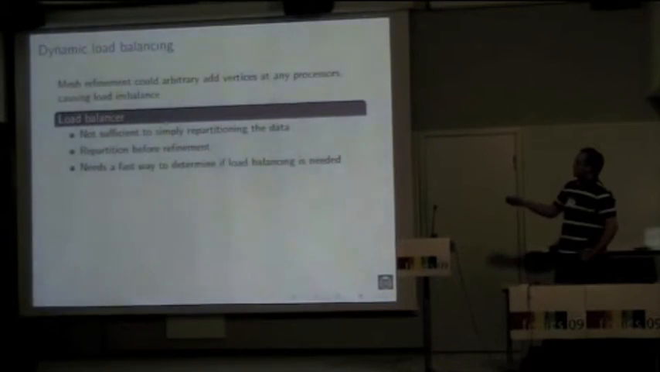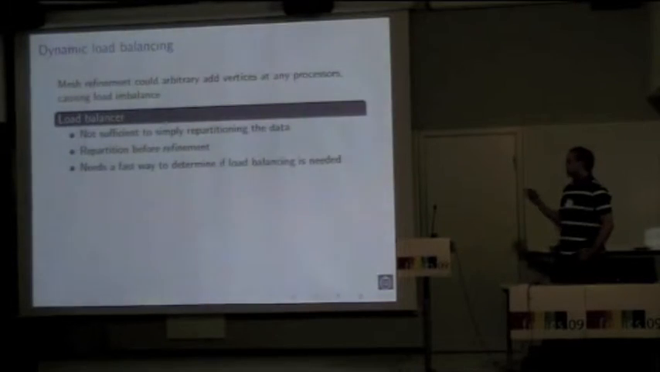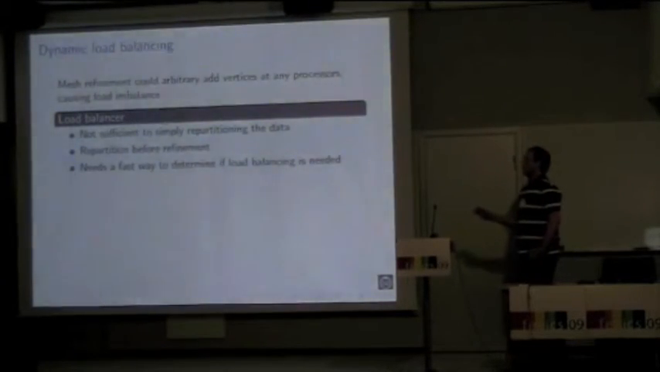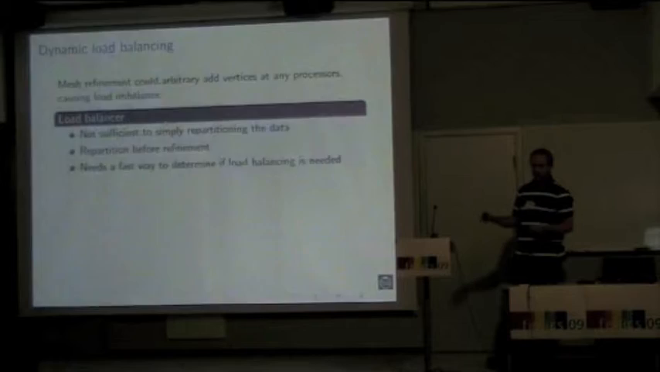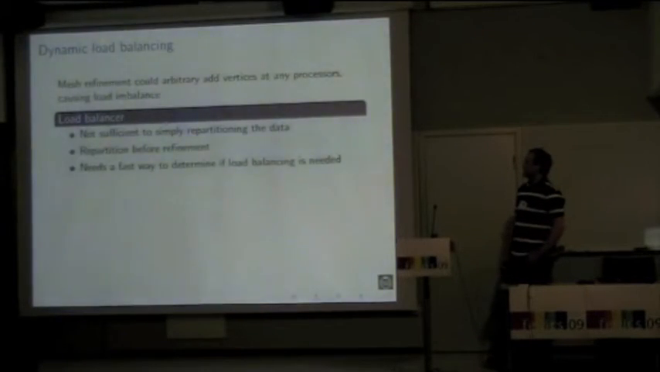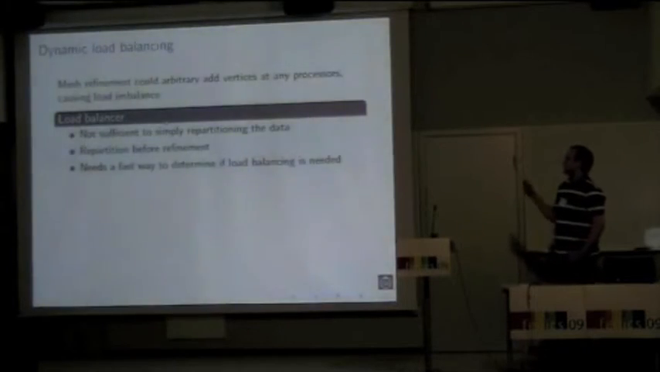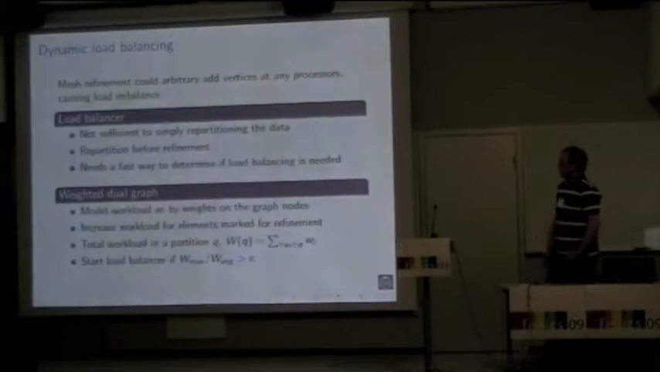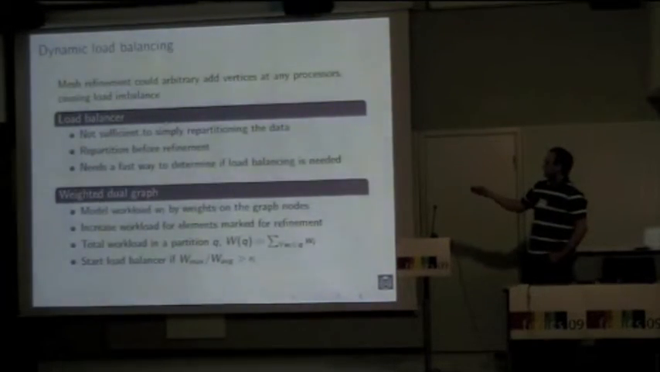Another key point here is that we want to do the repartitioning before the refinement, because then we have to move less data, and the refinement will in theory become more efficient, because we have to bisect an even number of elements on all the processors. To do this, we need a fast way to determine if load balancing is needed before we actually have done any modification to the mesh. This can simply be done by weighting the dual graph of the mesh.